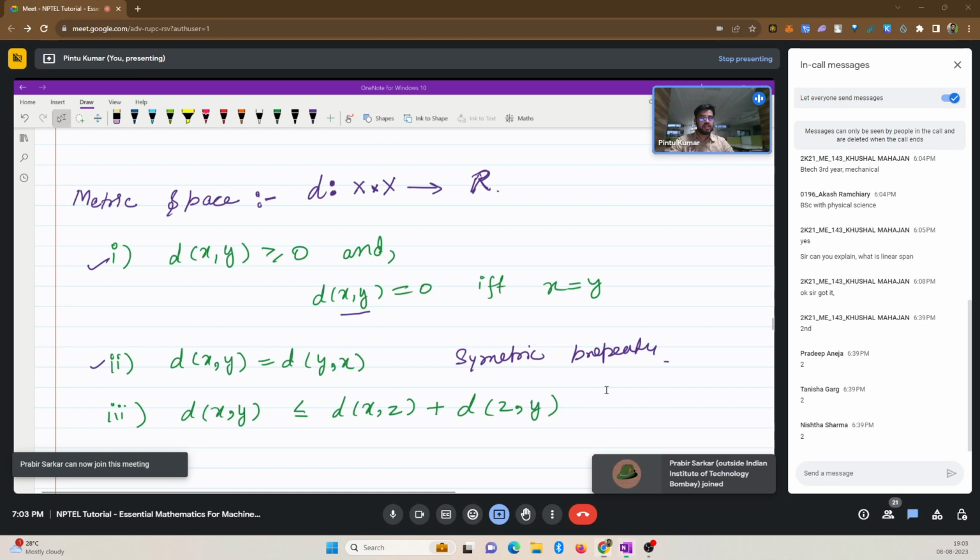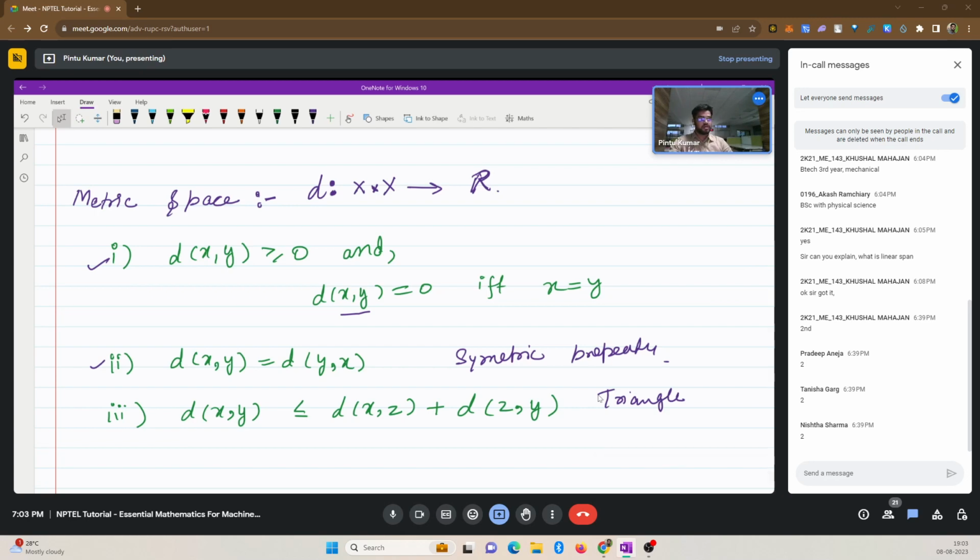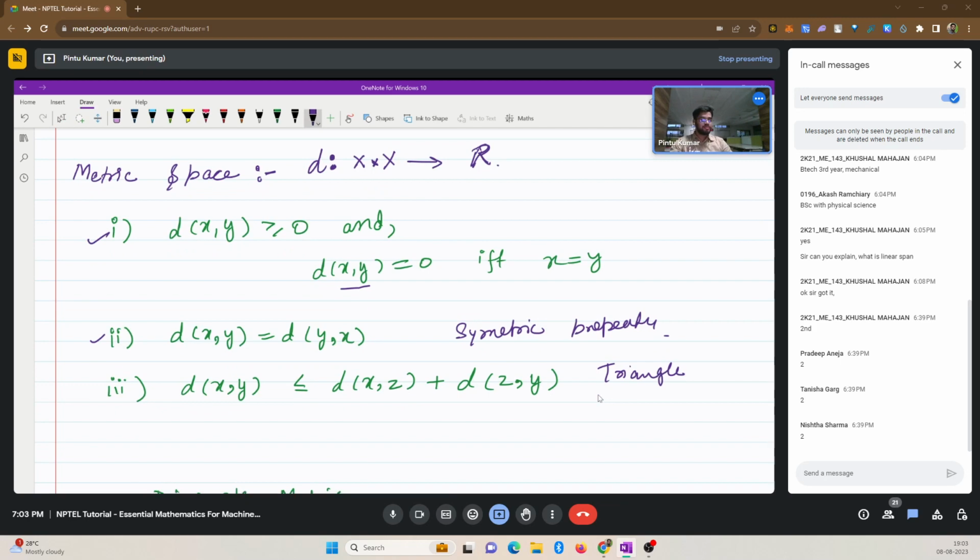this is called the triangle inequality. And when you are proving some function to be a metric, this becomes the most tricky, or I would say the important part to check. So this is something called the triangle inequality.